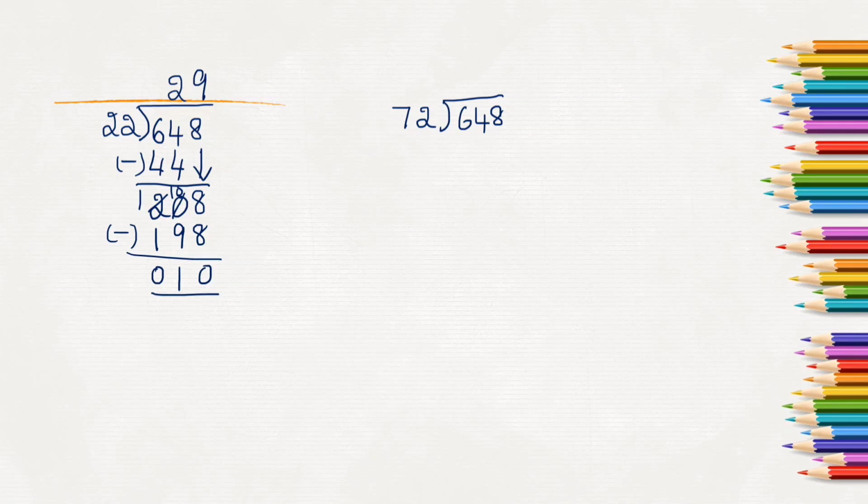Right? Now 72 10 times will be 720 and 72 9 times will be 648. So 72 9 times will be 648. We are considering all three digits. So we are left with remainder 0 and the quotient as 9.